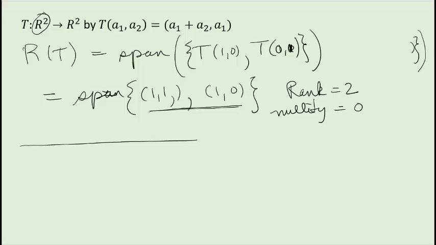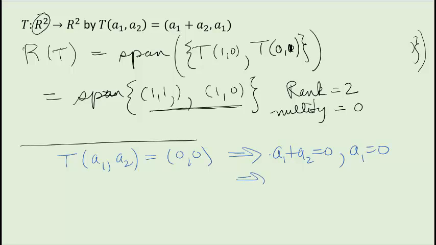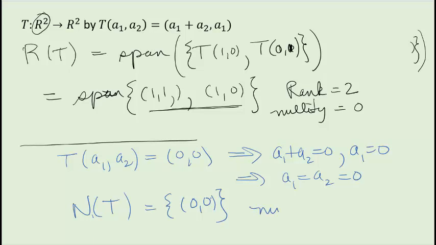Now, you could have just looked for the nullity first. You could have said, well, T sends A1, A2 to 0, 0 means that A1 plus A2 is equal to 0, and A1 is 0, which gives us A1 equals A2 equals 0. So we could see that the null space contains only the 0 vector, and therefore its dimension, the nullity, is 0, and the range and the rank would be 2 minus 0, or 2. So you can get the nullity or the rank either way.